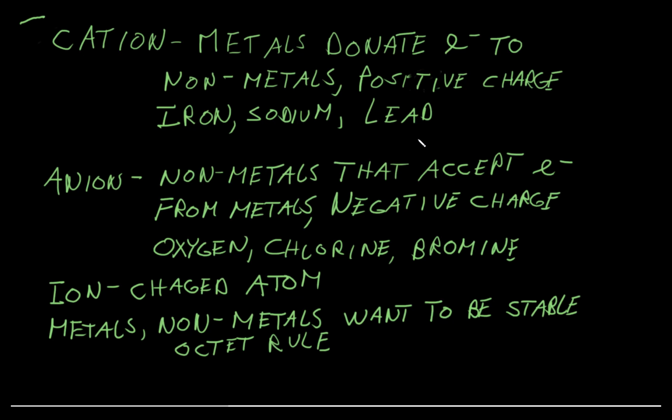An ion, if you recall, is a charged atom. So you'll have a negative charge. That means it gained electrons, or an anion, or it lost electrons. So therefore, I have a positive charge as a cation. And the reason this happens is because metals and nonmetals want to be stable. They want to fulfill the octet rule. So let's take a look at a couple examples.